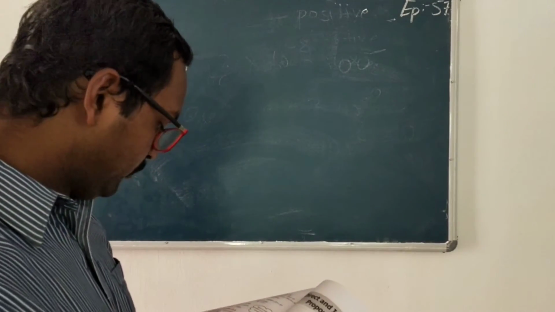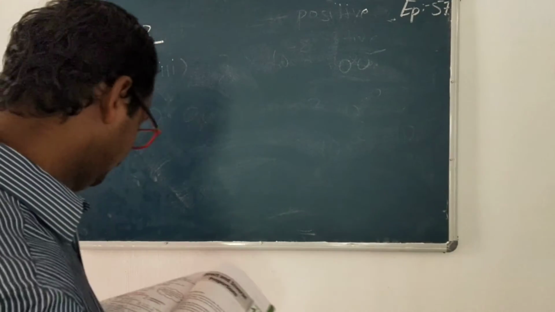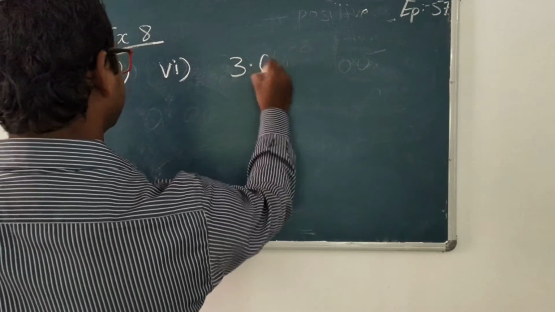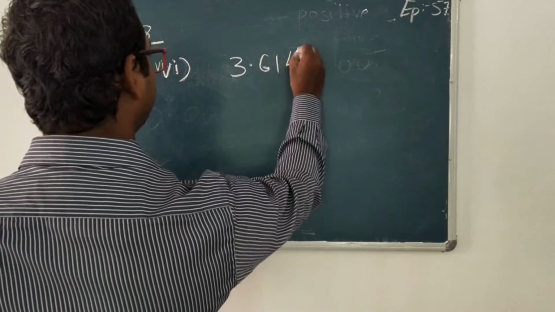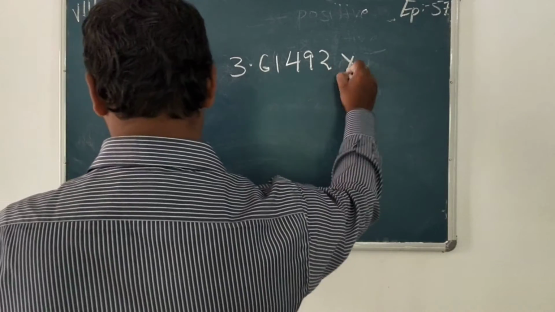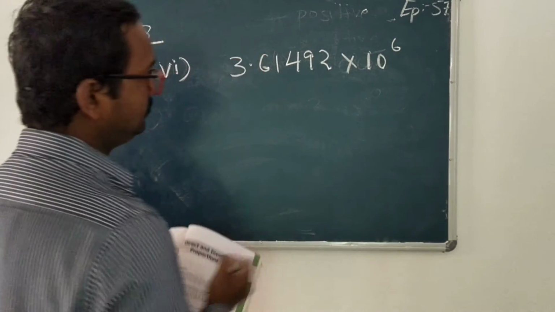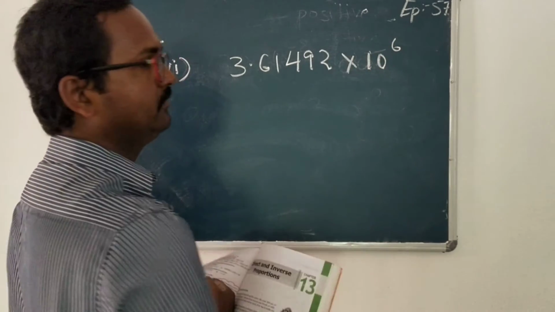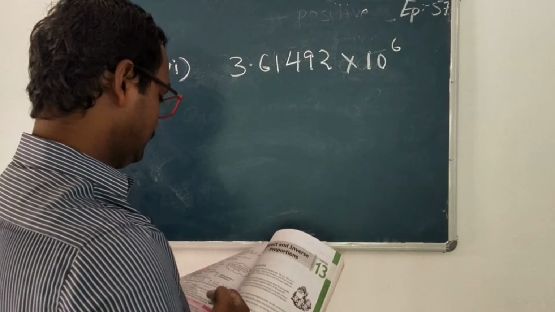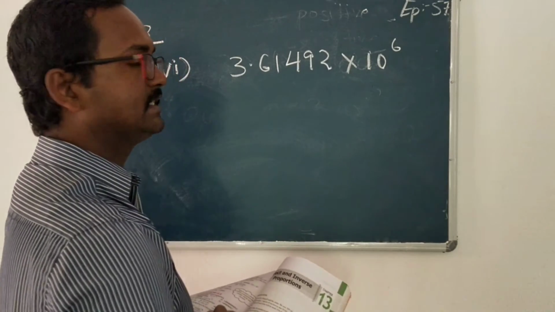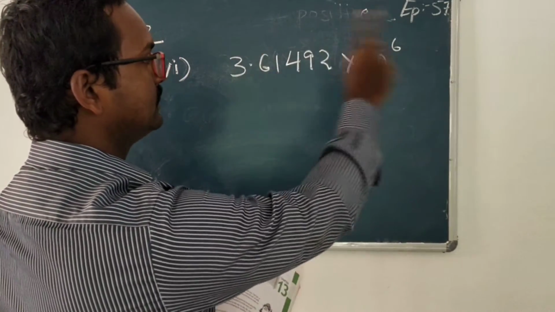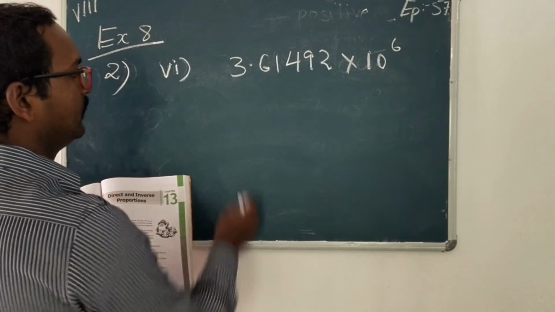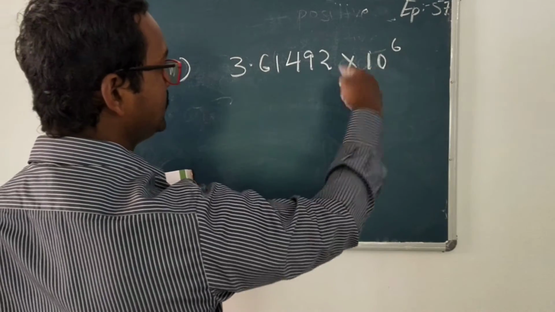Now let me do one more question, the 6th one, which is 3.61492 into 10 to the power 6. Because the power is positive, you have to understand that the decimal is going to move towards the right. It has to move 6 positions towards the right.